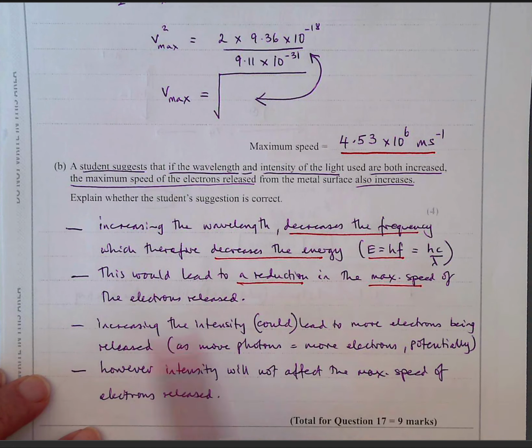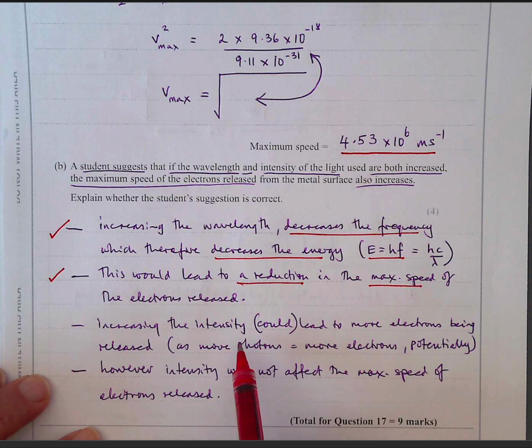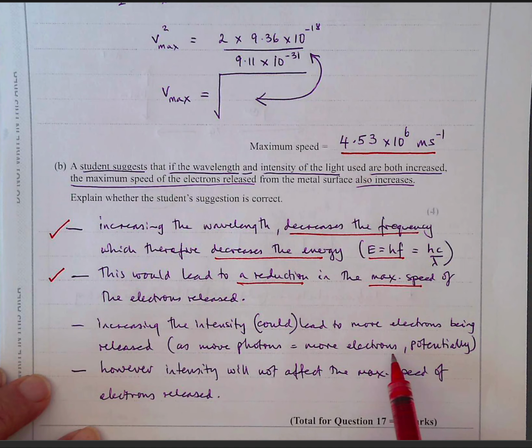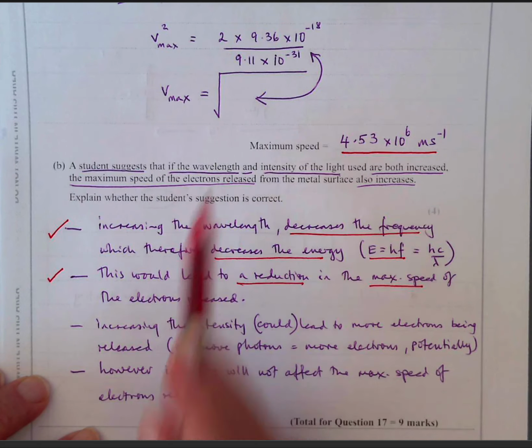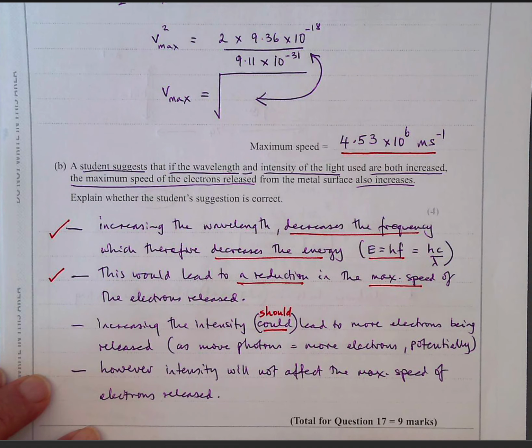So there are 2 marks for understanding why the wavelength should not be increased. But increasing the intensity could lead to more electrons being released, as more photons equals more electrons, potentially. The reason I've said could, you could say should, is that it's as long as we haven't reduced the frequency by increasing the wavelength to that level where it doesn't meet the minimum requirements. So that's why I put could. Should would probably be a better way of putting it. Should lead to more electrons being released, as more photons equals more electrons potentially.